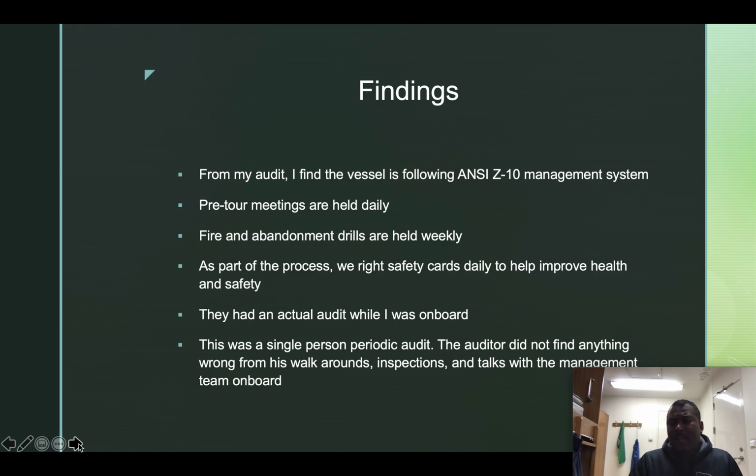All right, they had an actual audit while I was on the rig. It was a single person audit. One guy came out, and the auditor did not find anything wrong from his walk-arounds, inspections, and talks with the management team on board. He praised the team for doing such a good job. Daily he spoke about this. He was on board for about 4 or 5 days, I think, doing his audits and inspections, and he was impressed with things going on on the rig.